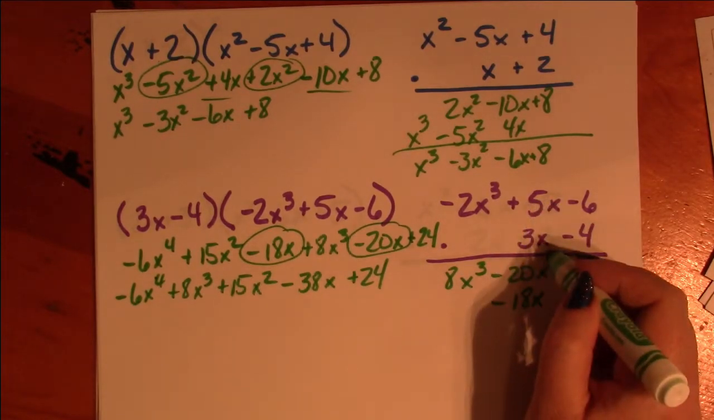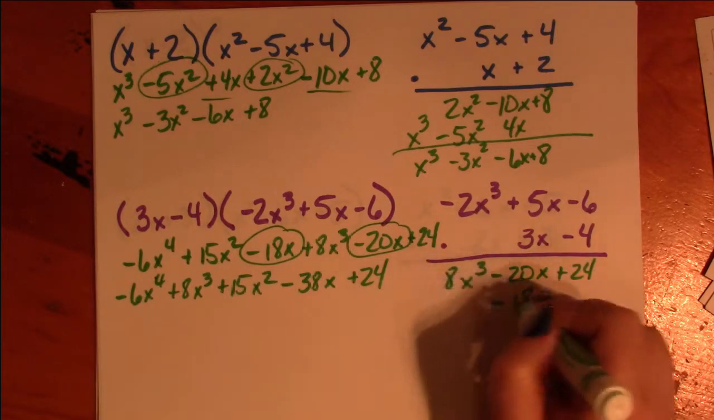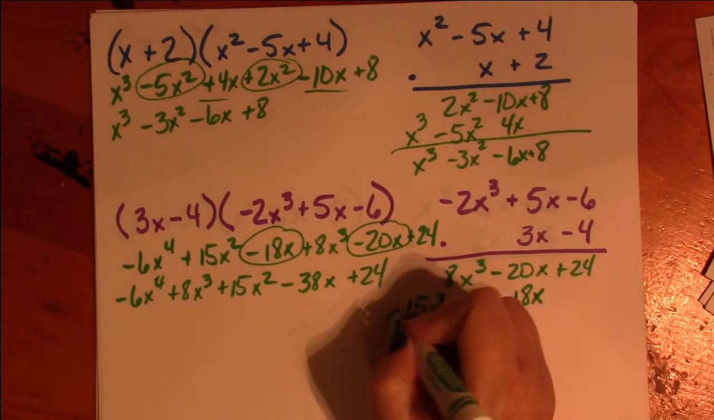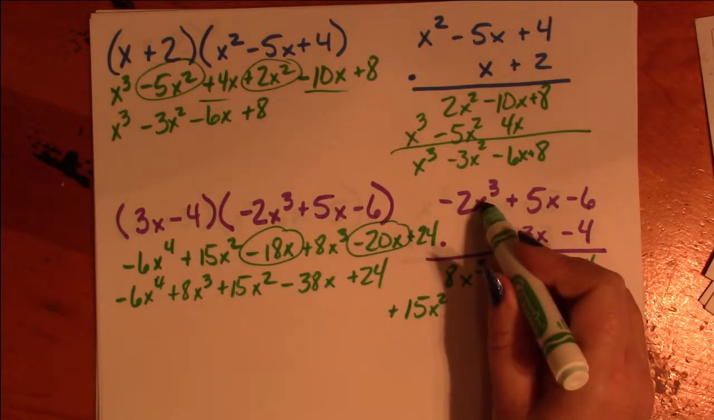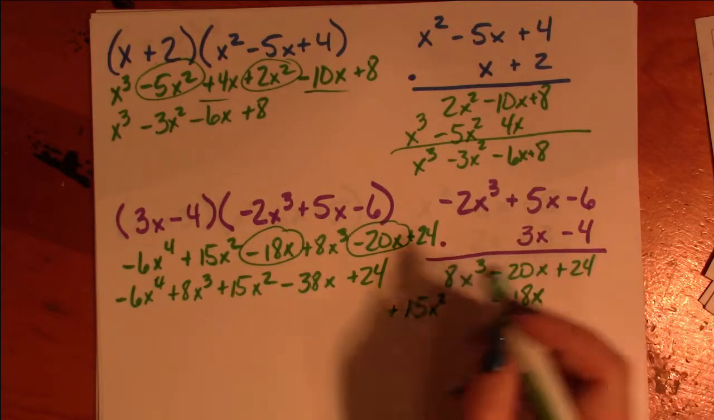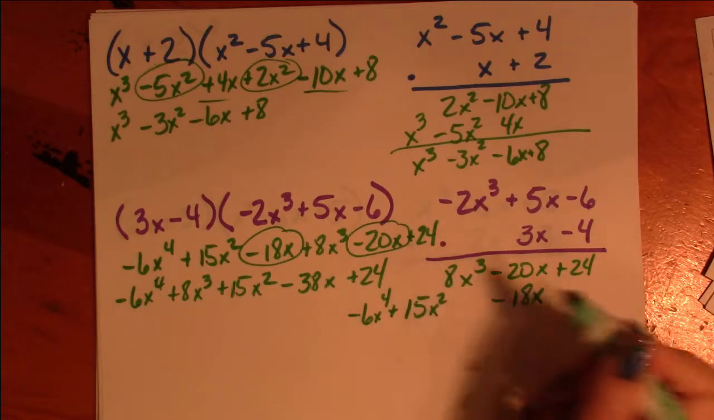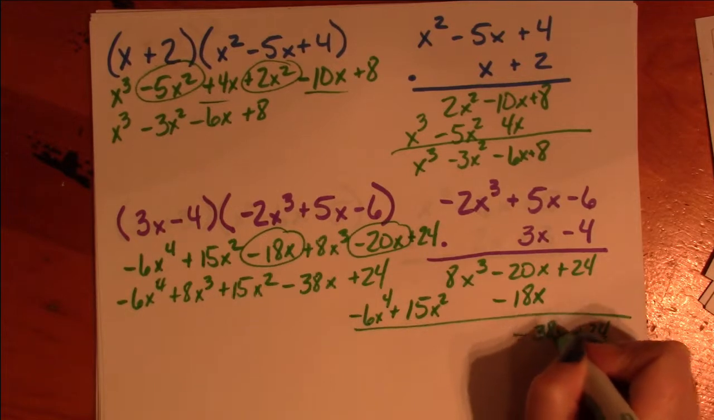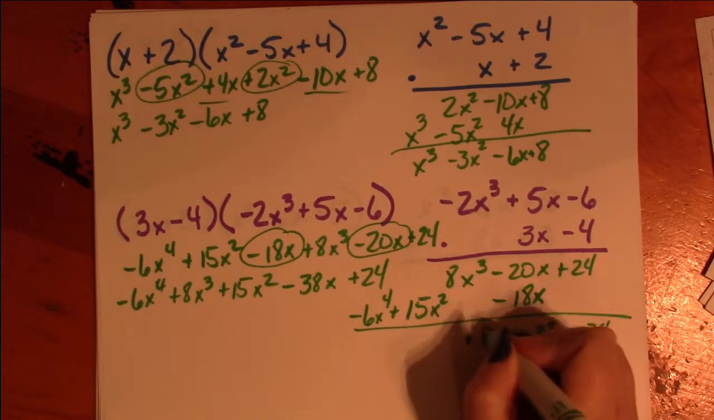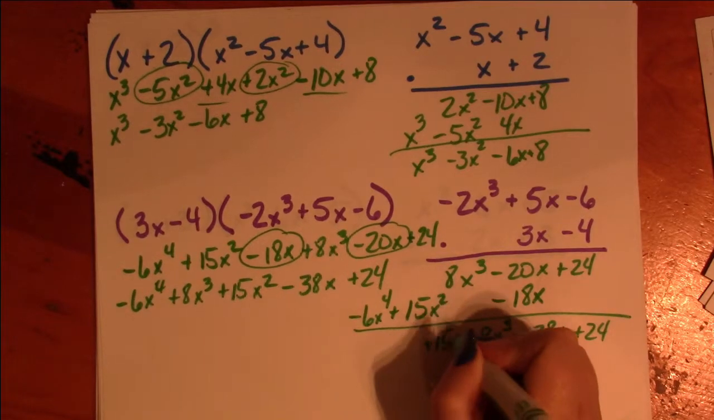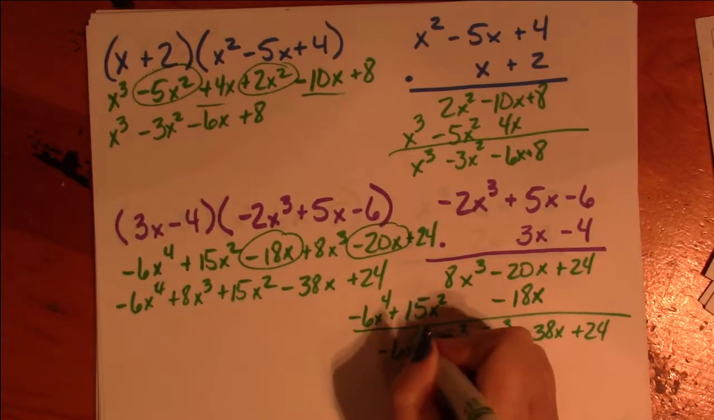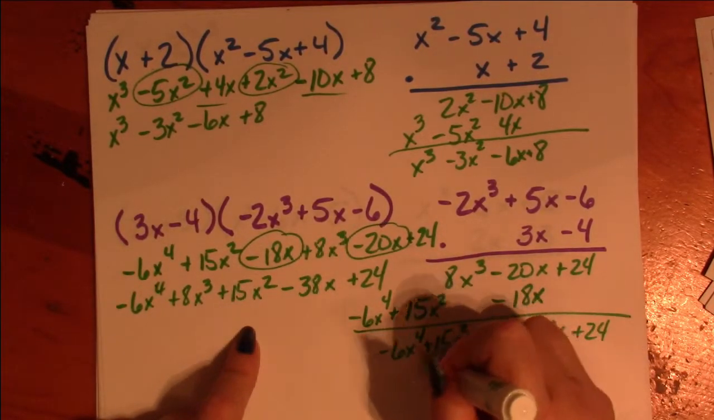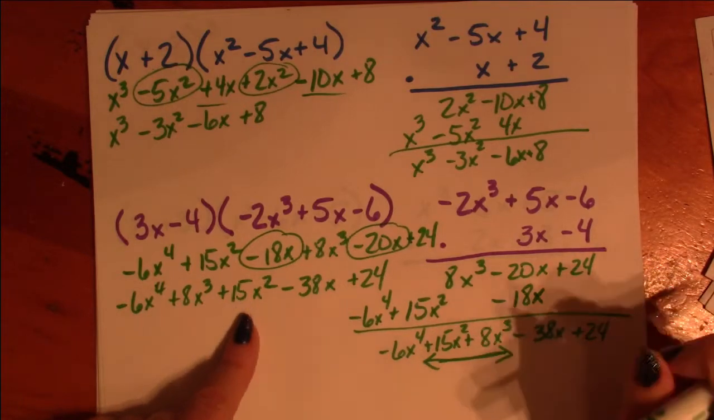This is 15x squared, and I don't have a 15x squared column, so I'm going to put this over here, and it's a positive number, and 3x times negative 2x cubed is going to be negative 6x to the 4th, so that when I bring everything down, 15x squared and 6x to the 4th, whoops, I have to switch those two around. Otherwise, they are the same.